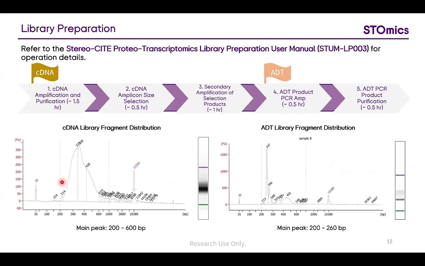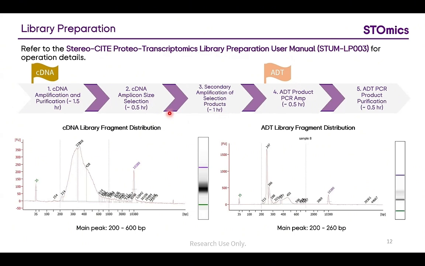With our cDNA and ADT purified, we will proceed to library preparation, and we use another kit. We will have a library preparation user manual for your reference. For cDNA, in general, we will have 3 hours for a library, and for ADT, we normally have 1 hour for a library.